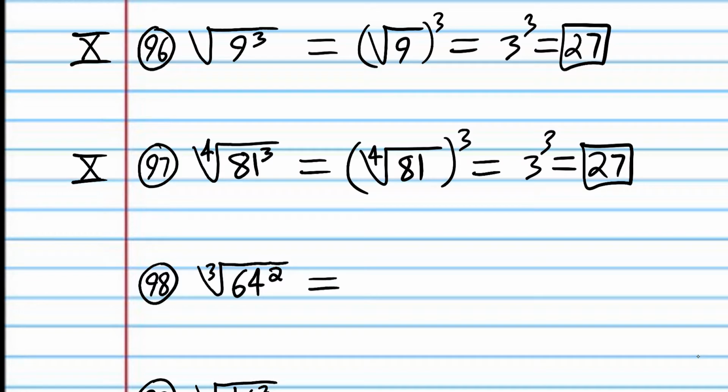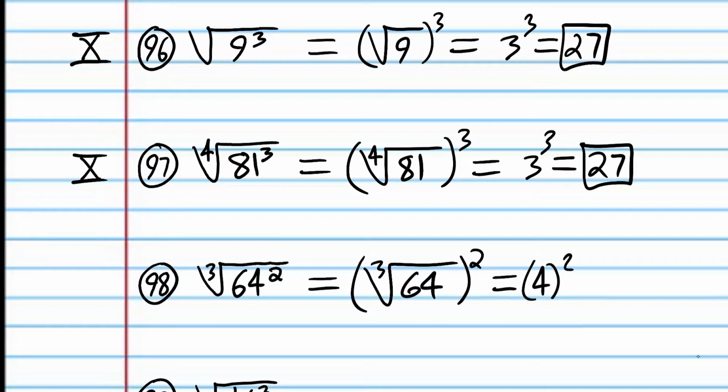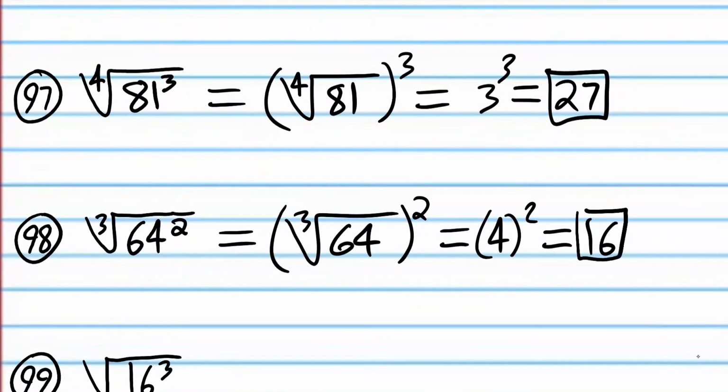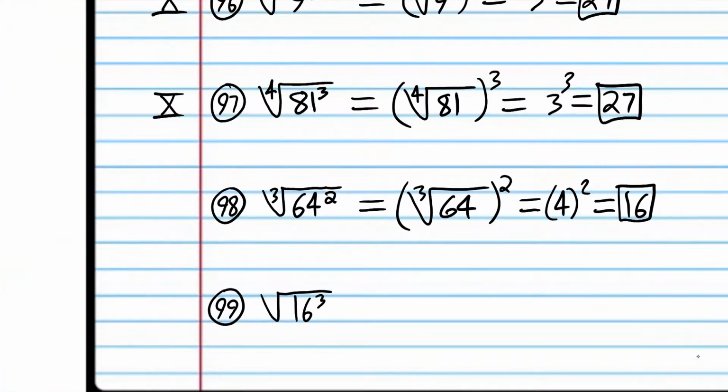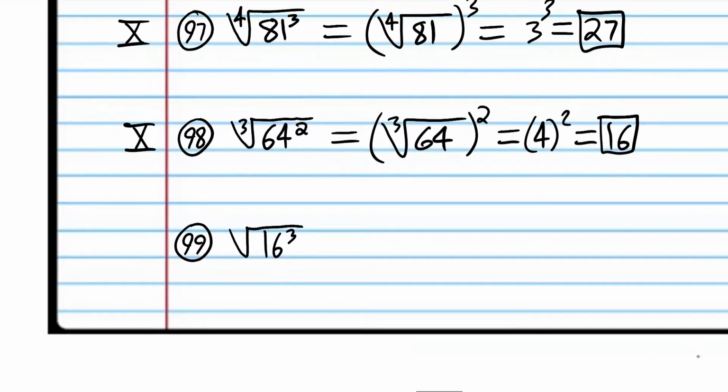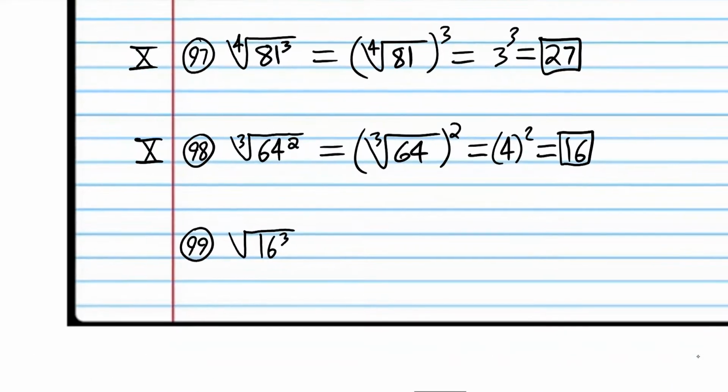All right, we're back. I don't want to have to square 64, so I'm going to put that square on the outside, cube root 64, which is 4, and 4 squared is 16. Now, if you weren't sure what the cube root of 64 was, you can just think about that, and it should be fairly easy to figure out. Just try some numbers, and you'll figure out what it is. Okay, so try number 99, and when you come back, we'll do it together.